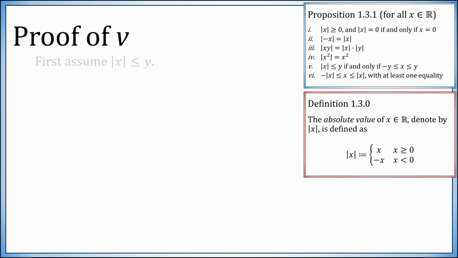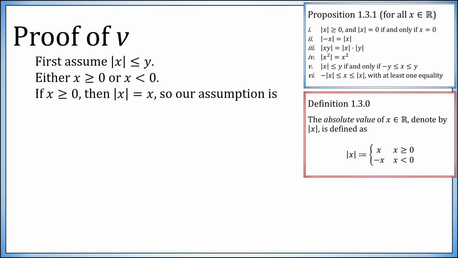Moving on to the fifth item. First, let's go ahead and assume that the absolute value of x is less than or equal to y. Now we'll have to establish this chain of inequalities over here. There are two cases based on our original definition of absolute value. Either x is bigger than or equal to 0 or it is negative. If x is bigger than or equal to 0, the absolute value doesn't actually do anything. So what we've assumed is that x is less than or equal to y.